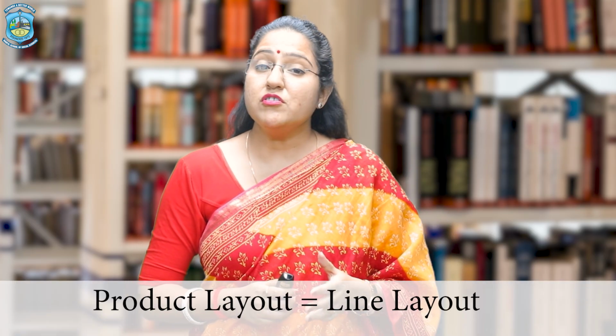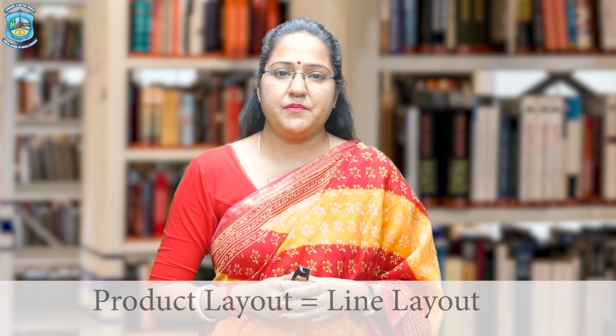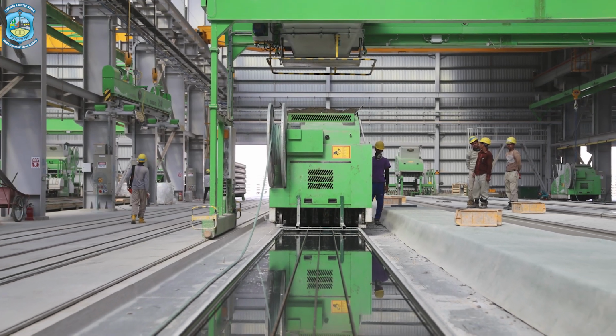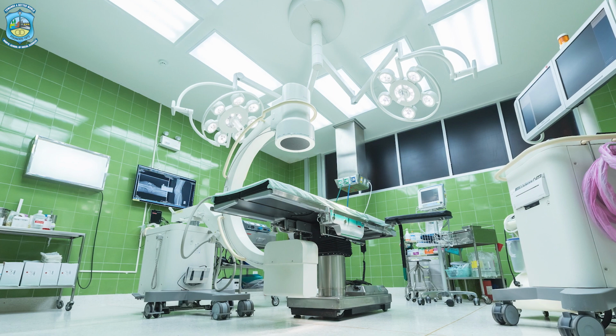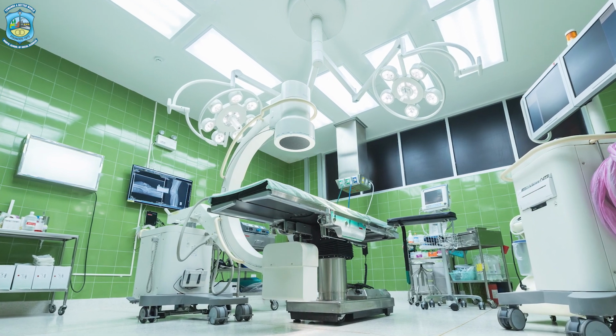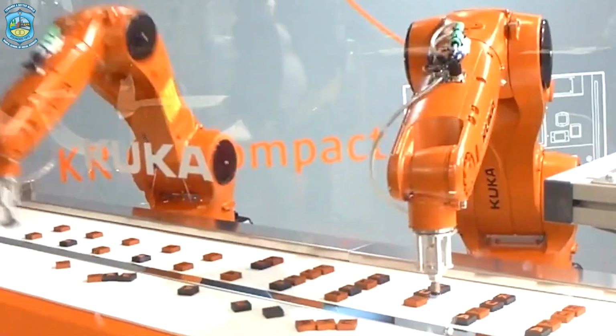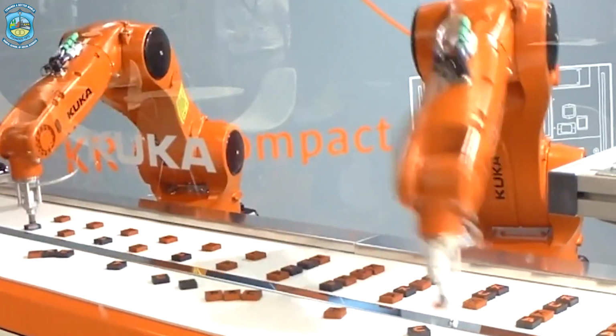Product layout is also called the line layout. In this type of layout, all the machines are arranged in a proper sequence as required to produce a specific product. It is also called line layout because machines are arranged in a straight line or in a sequence. The raw materials are fed at one end and taken out as finished products at the other end.